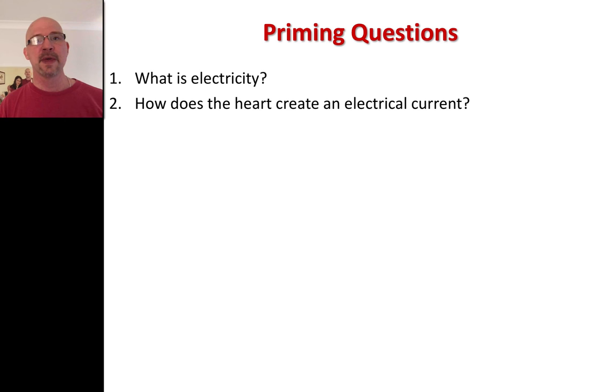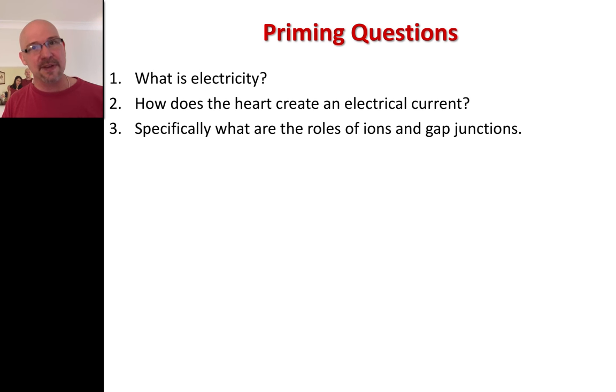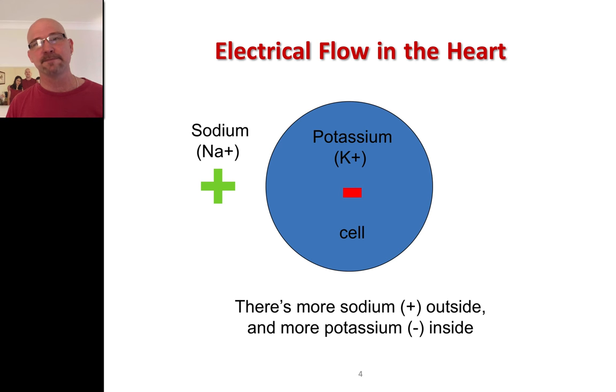Answer that question. And then how does our heart make that stuff? How does it do it so that this piece of meat is creating electricity? And specifically, when you're explaining how our heart makes electricity, I want you to talk about the ions, because remember, it all comes down to the ions. If you can explain the ions, then you understand what's going on. So talk to me about ions, and talk to me about these things called gap junctions. Can you explain how that works? So let's talk about electrical flow in the heart.